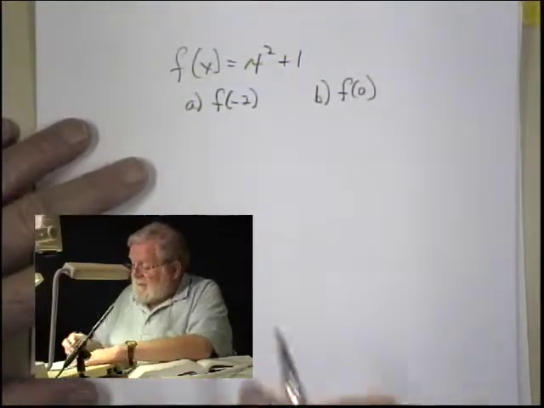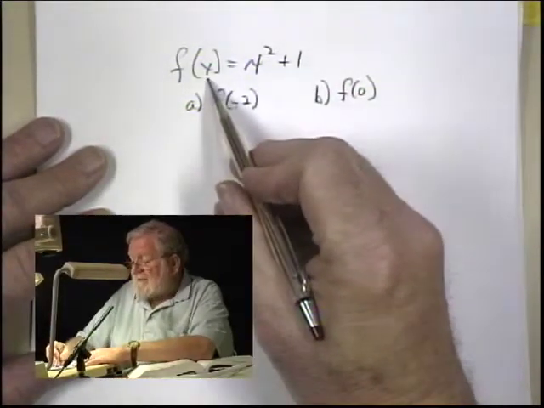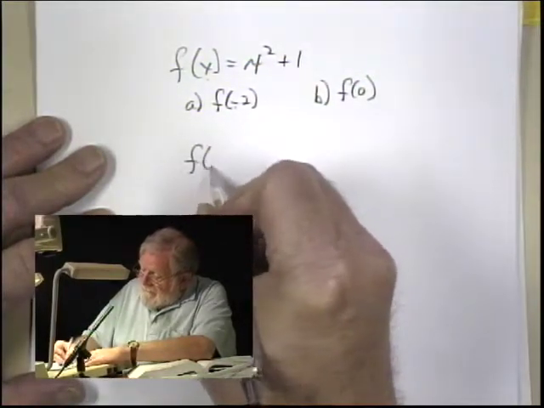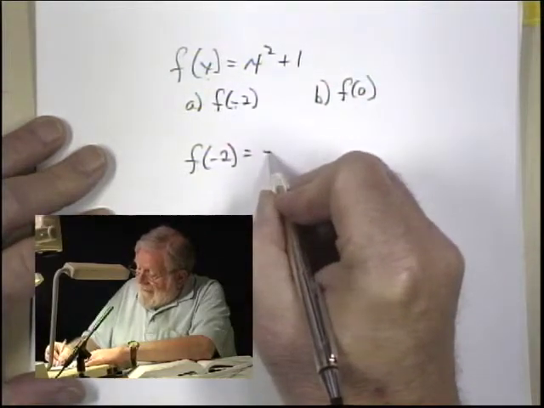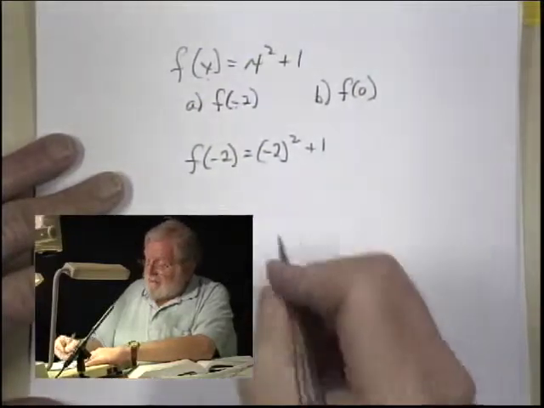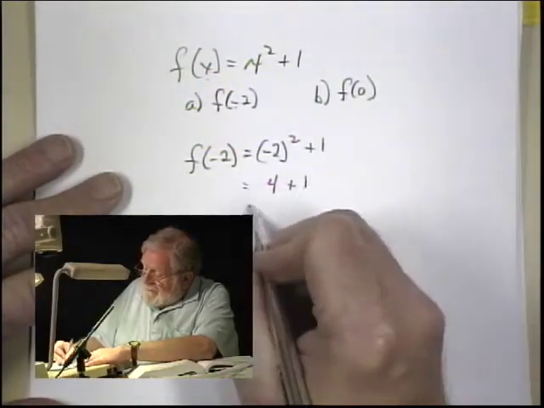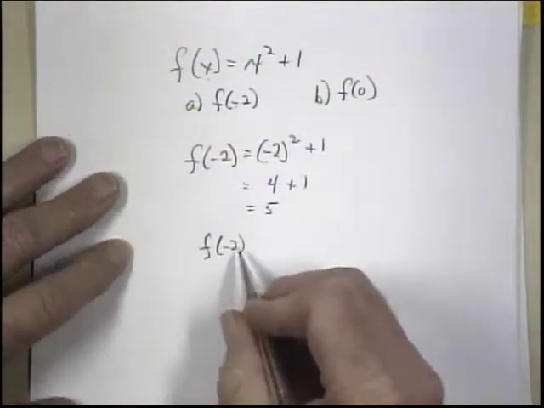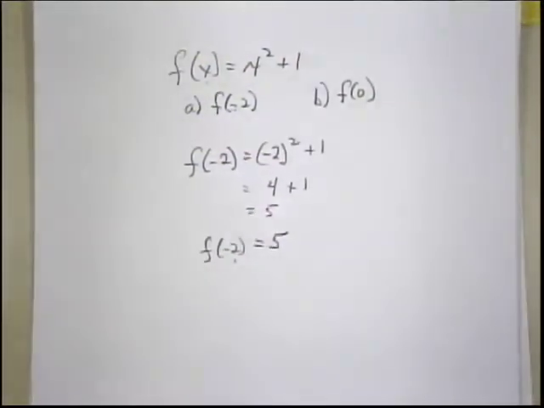To evaluate this, we simply substitute the minus 2 for x. So f of a minus 2 equals a minus 2 squared plus 1. Well, that equals 4 plus 1, which equals 5. So f, the function evaluated when x is a minus 2, equals 5.